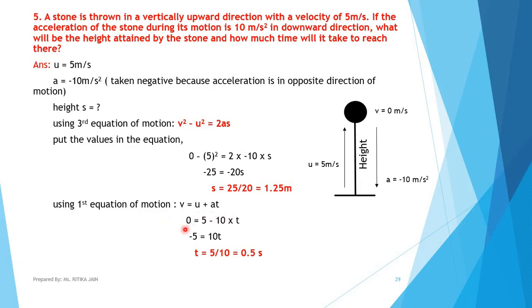v equals u plus at. Final velocity at this point is 0. u is 5. t is to be calculated. Acceleration is minus 10. On solving it, here it will be minus 10t. Please children, make sure 5 will be transposed and minus 5 equals minus 10t. So it will give you 0.5 seconds. So the stone will take 0.5 seconds to reach a height of 1.25 meter. Please make a correction over here. It is minus 10t.